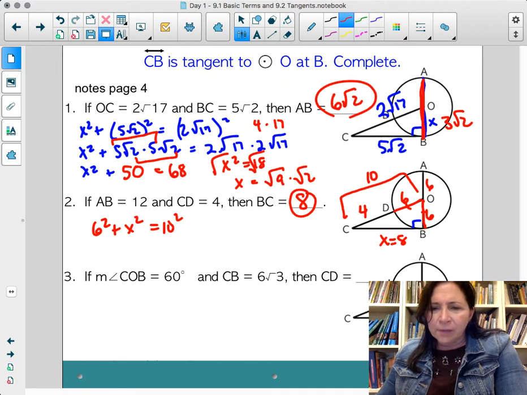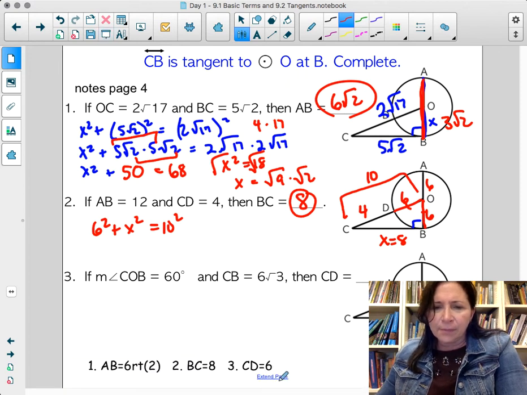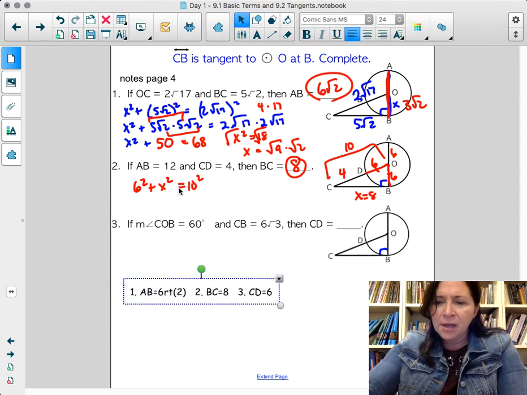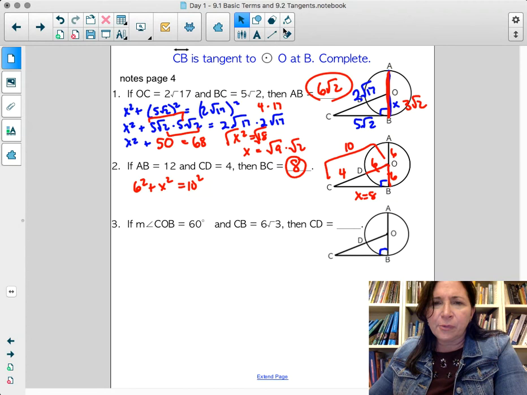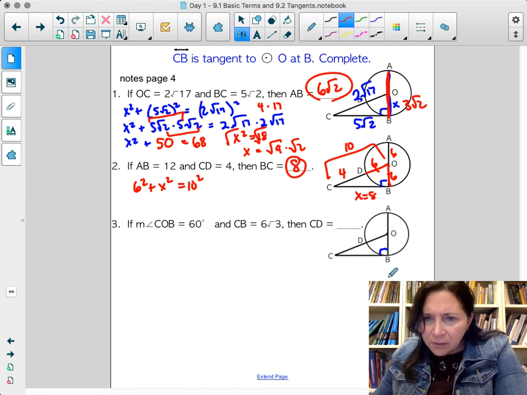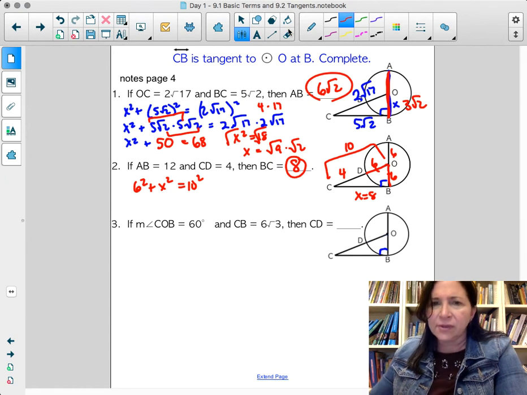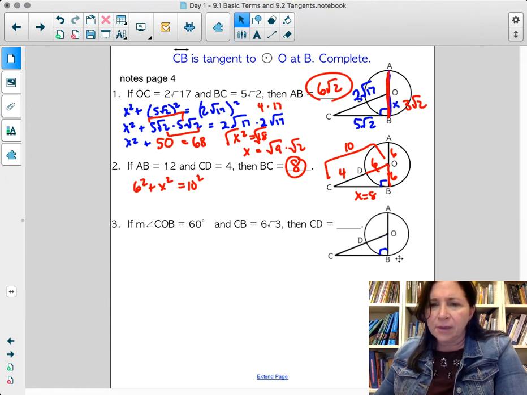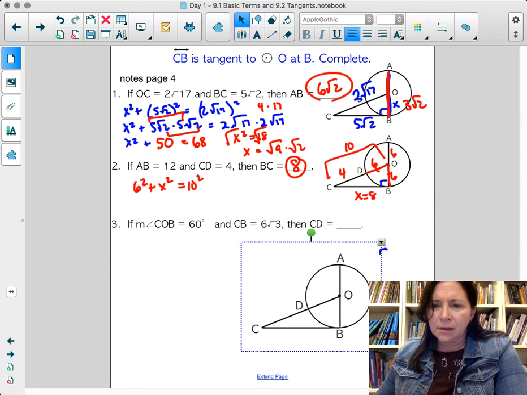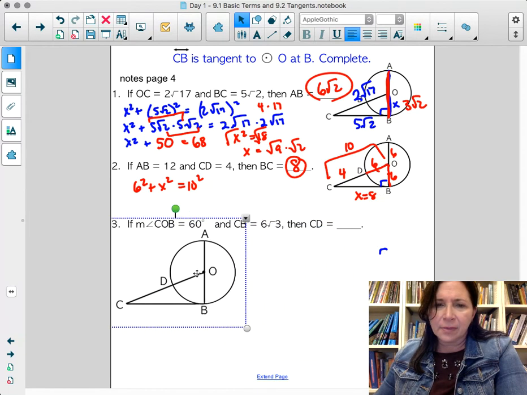The last problem is COB. So COB, wait, COB. So this little line here. I'm going to make this a little bit bigger. And okay, there we go.